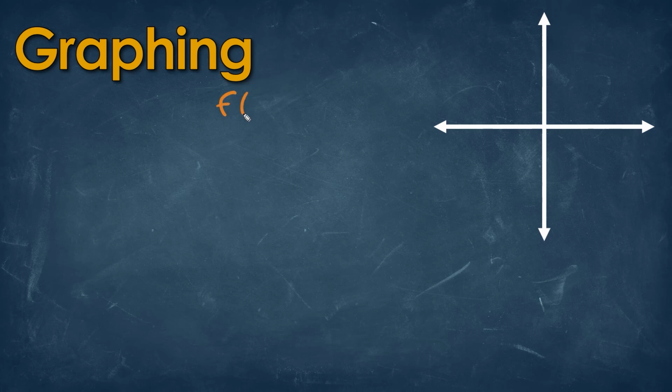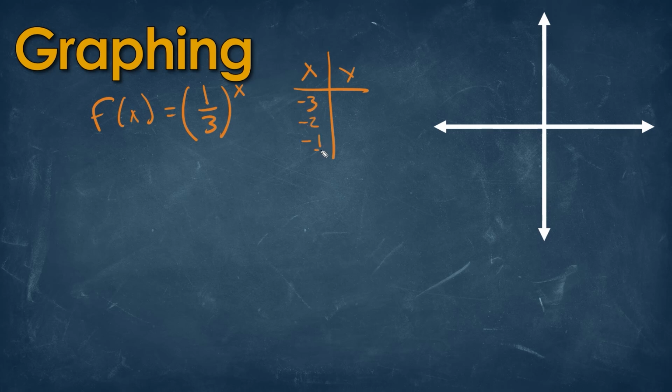Now say for instance we have f of x, and instead of being a whole number, we have a fraction again, and we raise that to the x power. So if we were to do a table of x and y, and for x values, we plug in -3, -2, -1, half, 0, 3 over 2, and 2, we would get values of 27, 9, √3, 1, 1/3, and 1/9. And this graph will look something like this, where again, at x equals 0, y will equal 1.